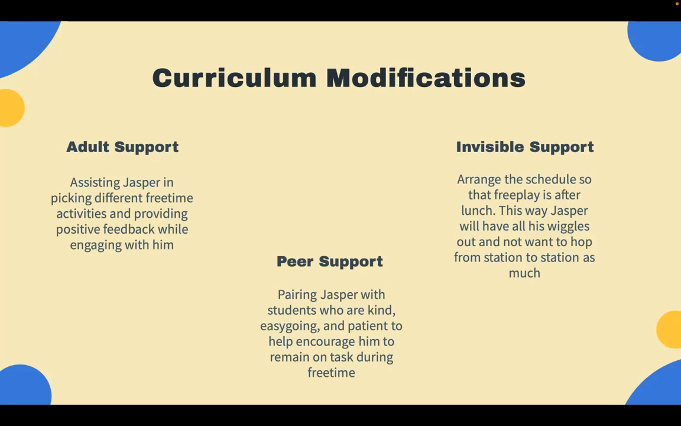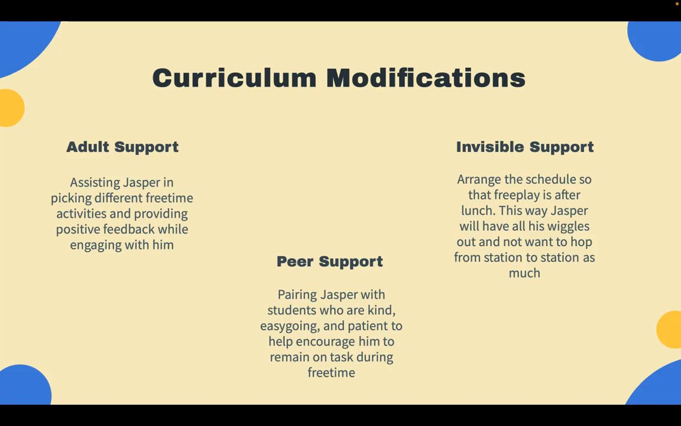Another curriculum modification we used was peer support. So we would pair Jasper with students who are kind, easygoing, and patient, just to help him remain on task during free time, and with positive students who enjoy doing similar activities to him.